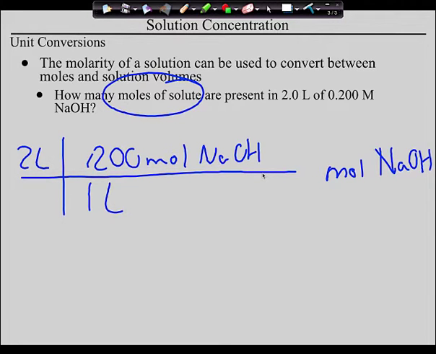Remember, the idea here is that molarities we understand to be in the units moles per liter, and as such we can use it as a conversion between moles and volume for these solutions. And this is supposed to be a decimal and not a smudge. Yeah?